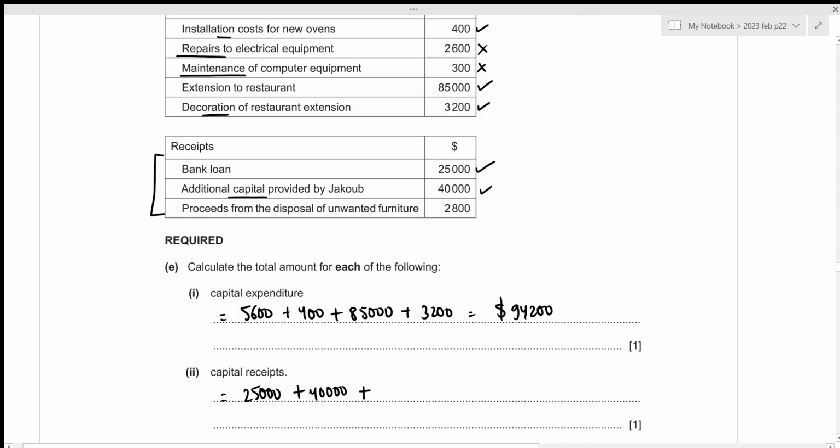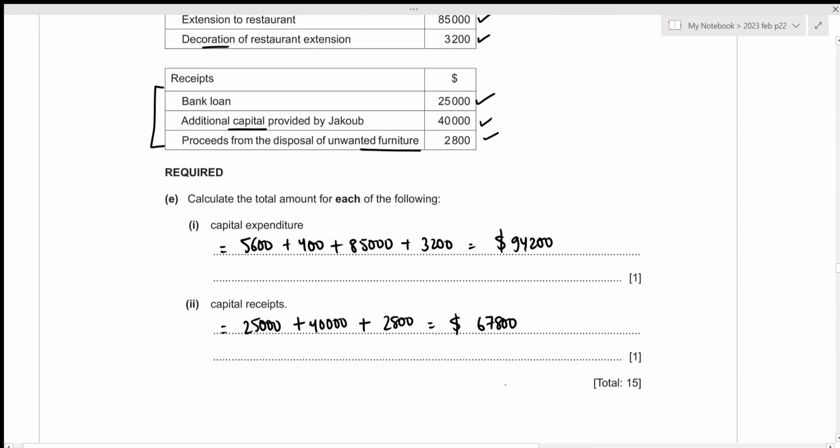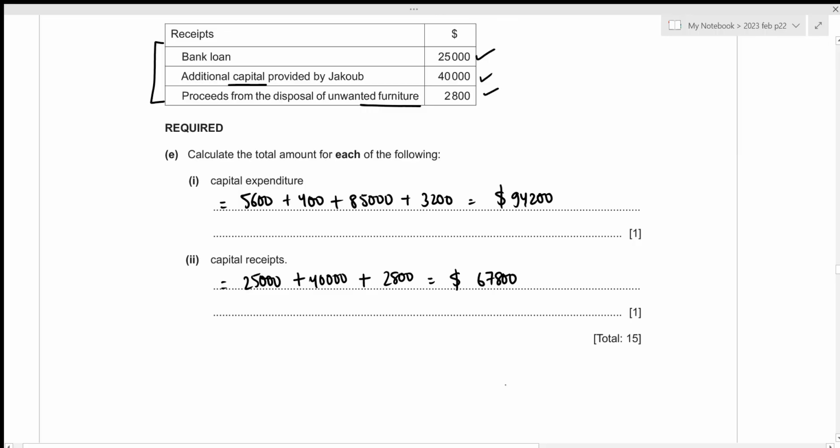Then we have proceeds from disposal of unwanted furniture. Again, we're talking about disposing non-current assets. So that is not something that we do time and again in the business, right? So it should definitely be part of our capital receipts. So that's 2,800. Now the total will be 67,800. That will be the capital receipts. Alright, this concludes question number 2 of 2023 February-March paper 2-2.